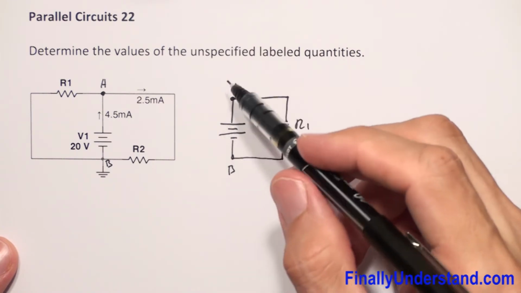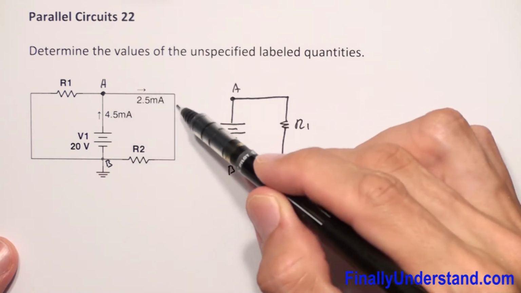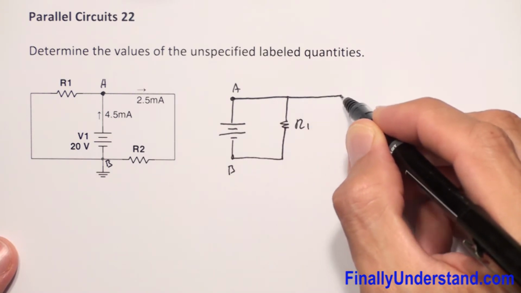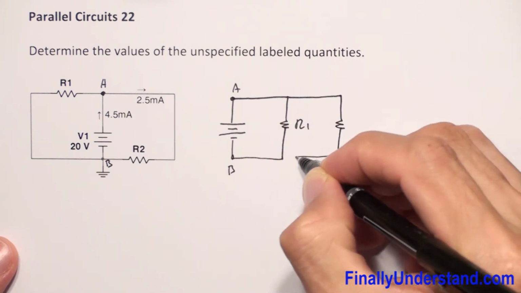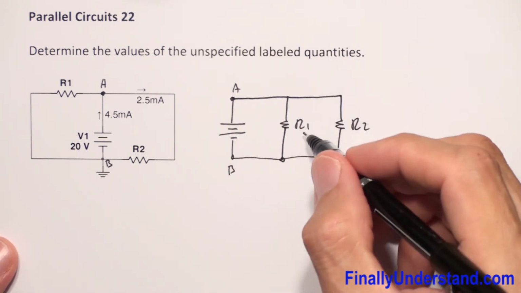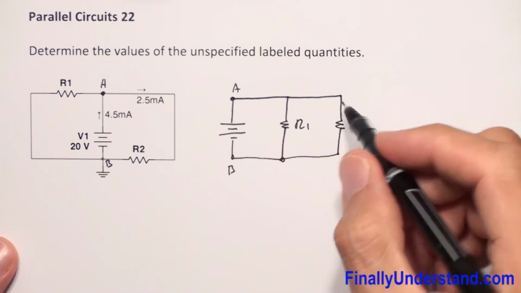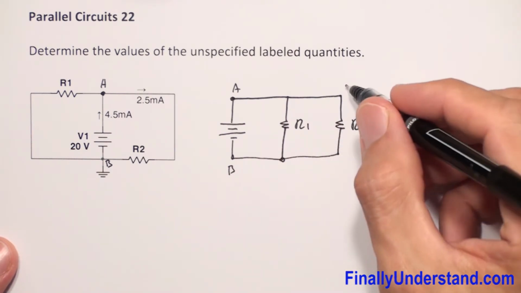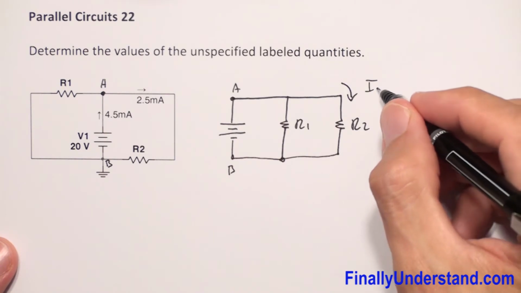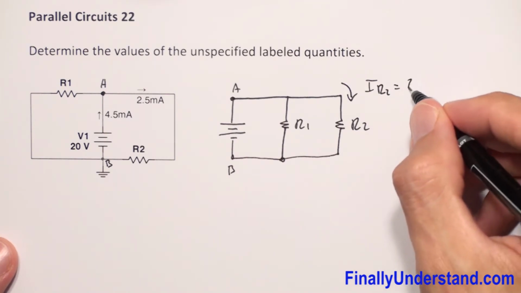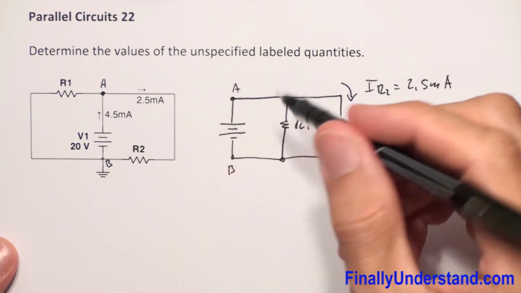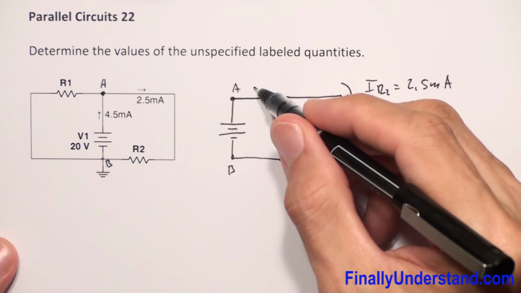Please notice that resistor R2 is connected as well to point A and to point B. That's why I'm going to draw it over here. So this is my R1, R2. I don't know R2, I don't know R1, but I know the current which goes through resistor R2. Let me label it: this IR2 is equal to 2.5 milliamps. And we have also I total, and I total goes over here.